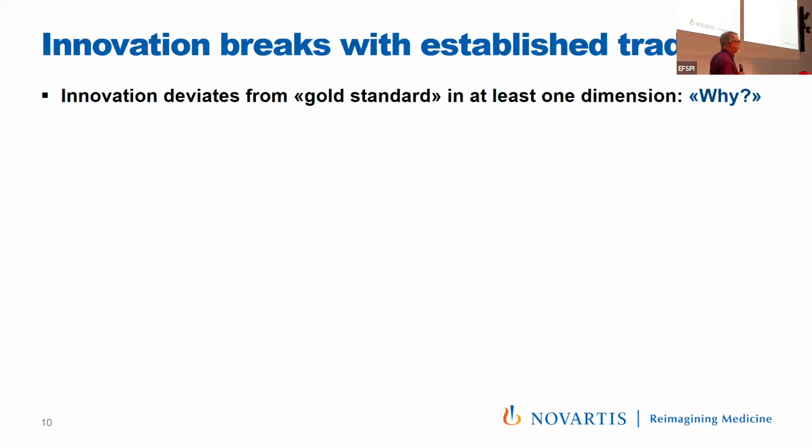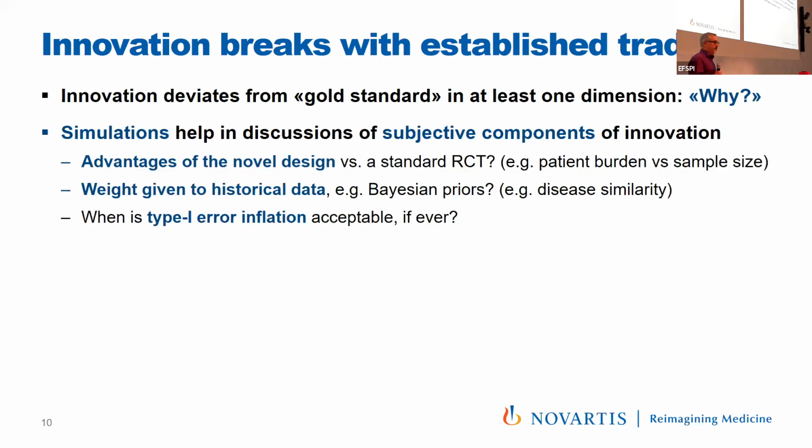A second learning for me is innovation always breaks with established tradition. So if you follow the regulatory guideline, you will never be innovative. And so the question is, why do we deviate from the guideline? And why do we deviate from the standard? There needs to be a good reason. I think it's key that we can quantify and articulate that benefit. Why are we doing this? And the means to do this, I think, is simulations in many cases. Simulations to show what's actually the advantage.